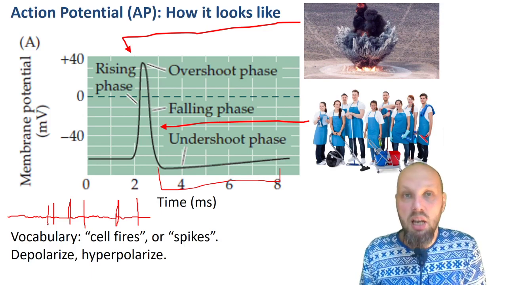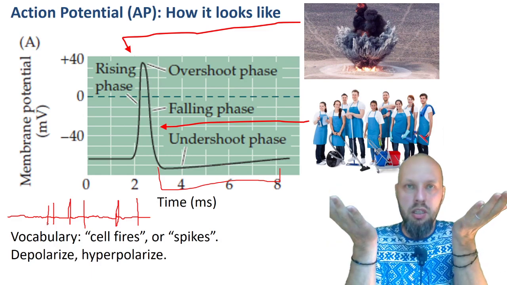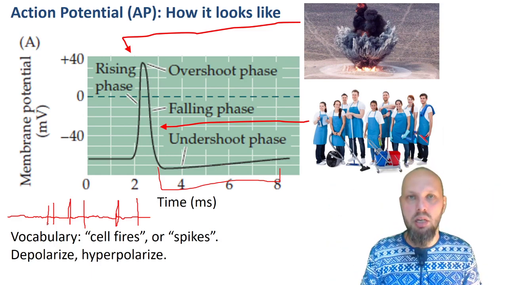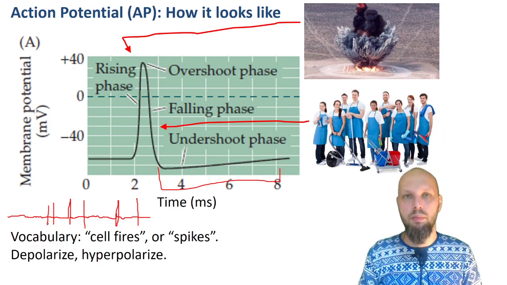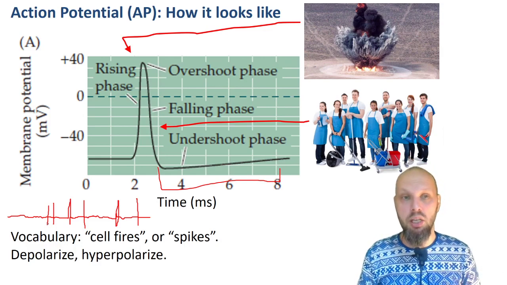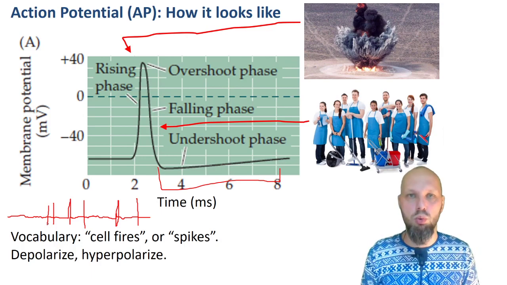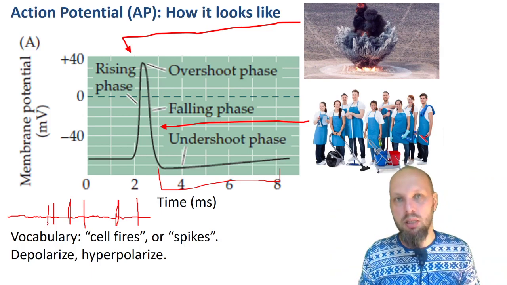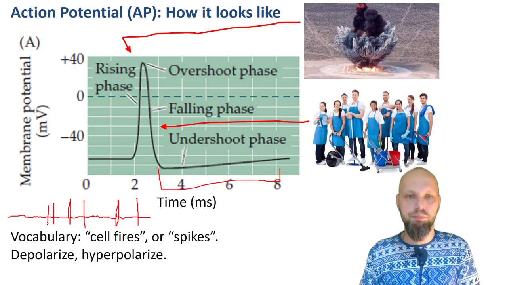And depolarize and hyperpolarize are also words that I have used already. Depolarize means increasing the potential, and hyperpolarize means decreasing it back. There are also other words like repolarization that I don't like. Polarization, depolarization, and repolarization. I prefer to use the words depolarize and hyperpolarize because I think they're less ambiguous.